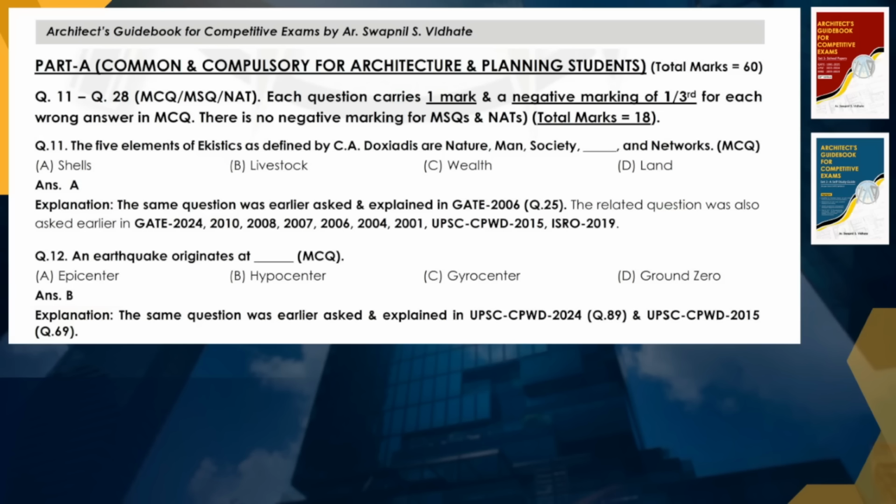Again, selecting option B was not the difficult one if you have done the multiple revisions of set 1 and set 2. So both these questions were having their direct references in the previous year question papers, right?